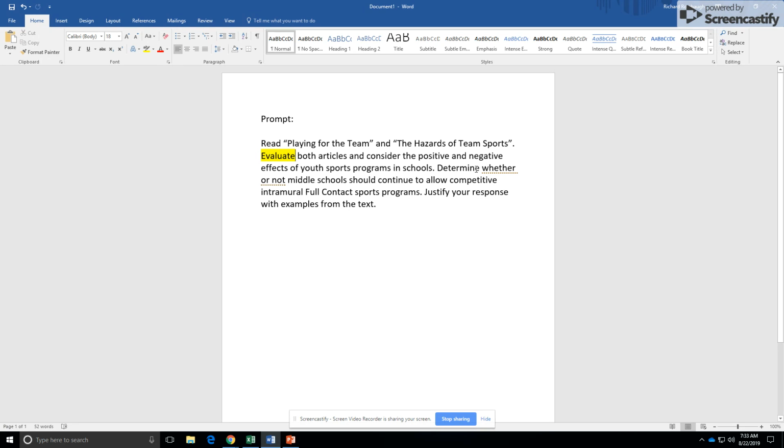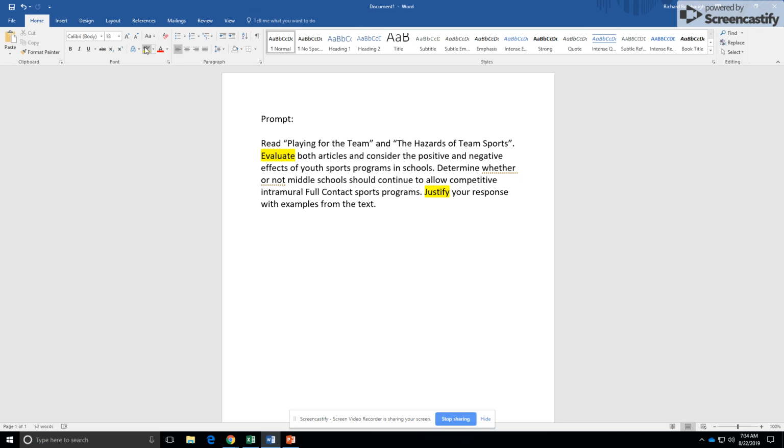Okay, determine may or may not be a key prompt term. Justify definitely is. So I'm going to highlight over that. I'm going to click on the highlight feature.